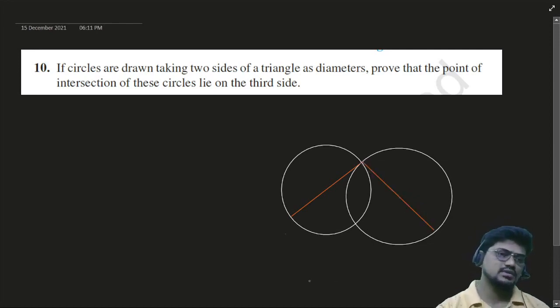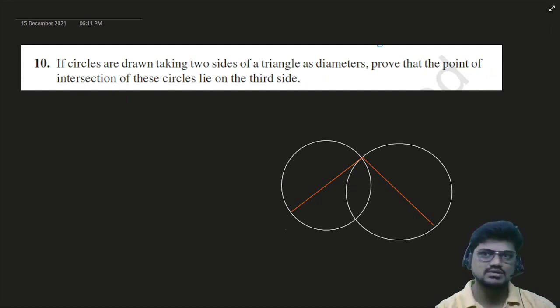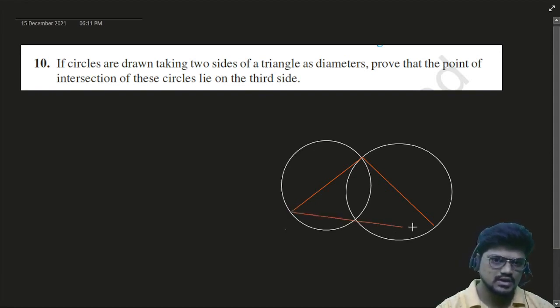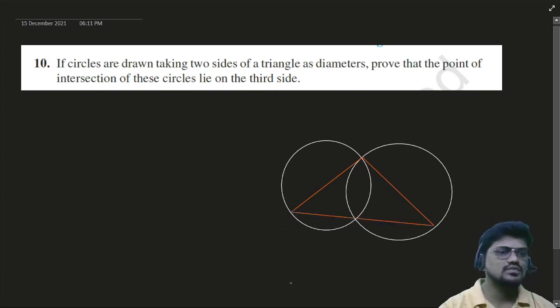What they have given is that if circles are drawn taking two sides of a triangle as diameter, meaning these are the two sides of a triangle and this will be the third side, and these two circles are drawn taking these two sides as the diameter. Prove that the point of intersection of these two circles lies on the third side. That means if I draw the third side of the triangle, the point of intersection is also on the same side. Are you getting it? That's what we need to prove.